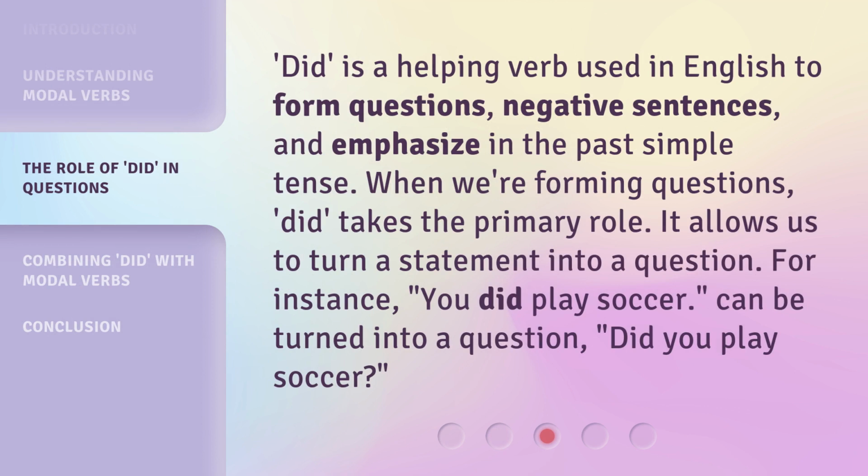Did is a helping verb used in English to form questions, negative sentences, and emphasis in the past simple tense. When we're forming questions, did takes the primary role. It allows us to turn a statement into a question. For instance, "you did play soccer" can be turned into a question. Did you play soccer?